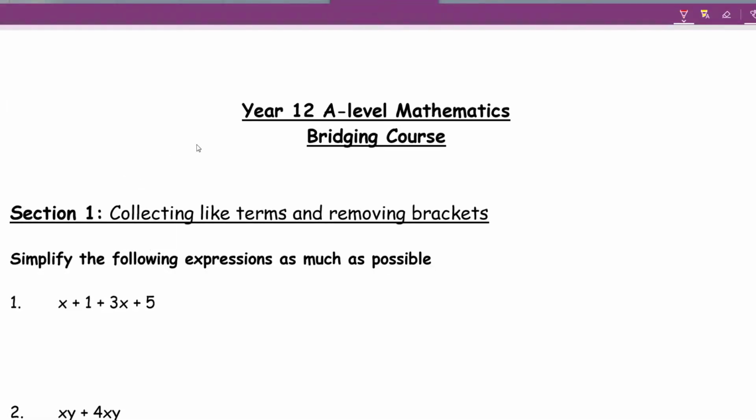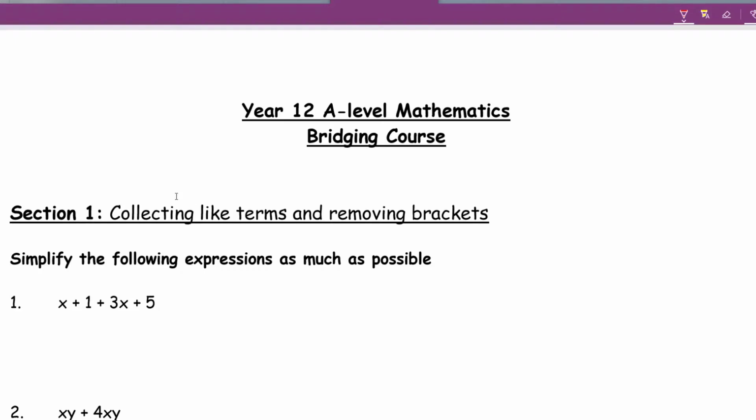Okay, this is a Year 12 A-Level Mathematics Bridging course. When I'm teaching A-Level Maths, I always think that it's pretty vital to look back at certain topics you've learned at GCSE level and stretch them slightly or remind you of what they are. And then hopefully when you start your A-Level courses, all these will come together and you'll be able to build a bigger picture when doing A-Level style questions.